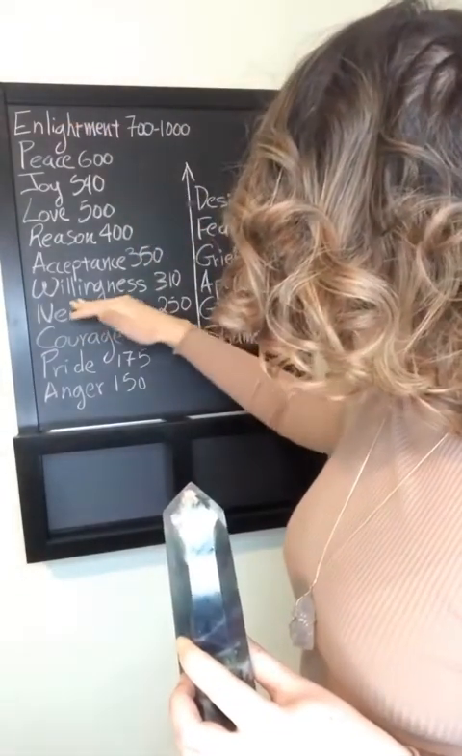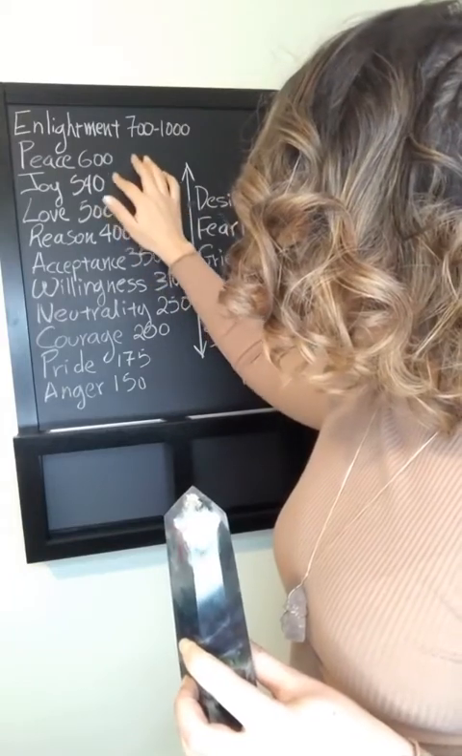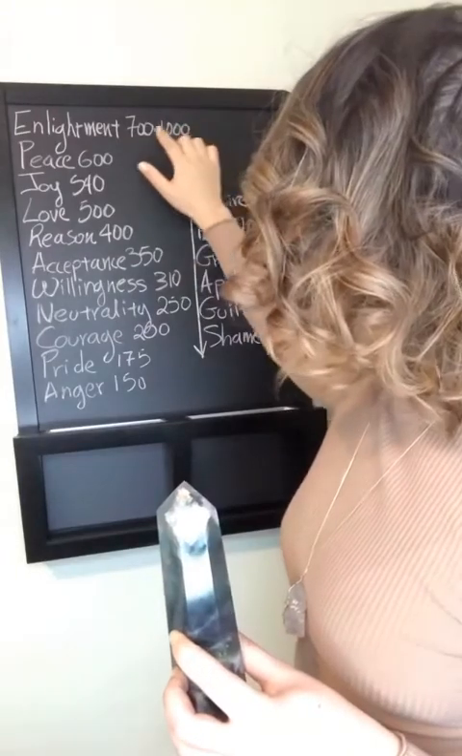And then we move to willingness, acceptance, reason, love, joy, peace. And on top of the chart, it's enlightenment at 700 to 1,000.